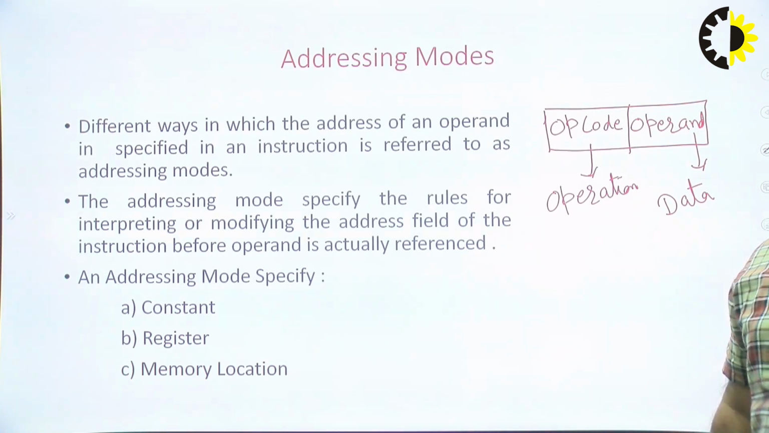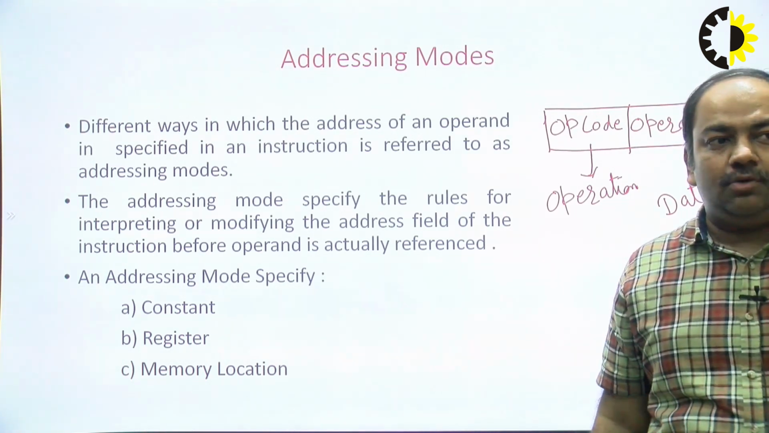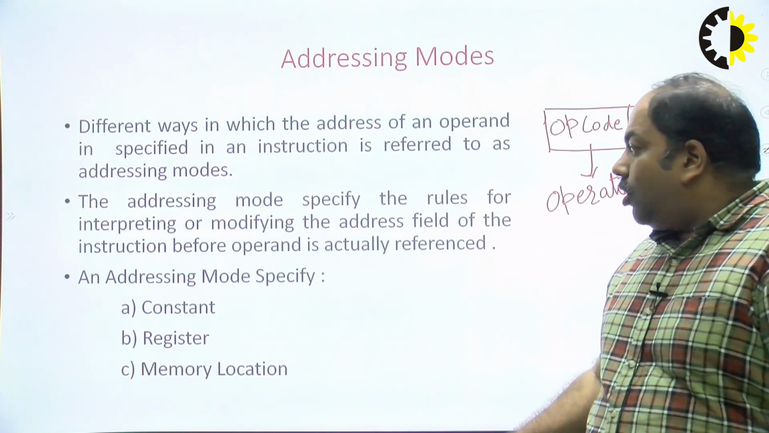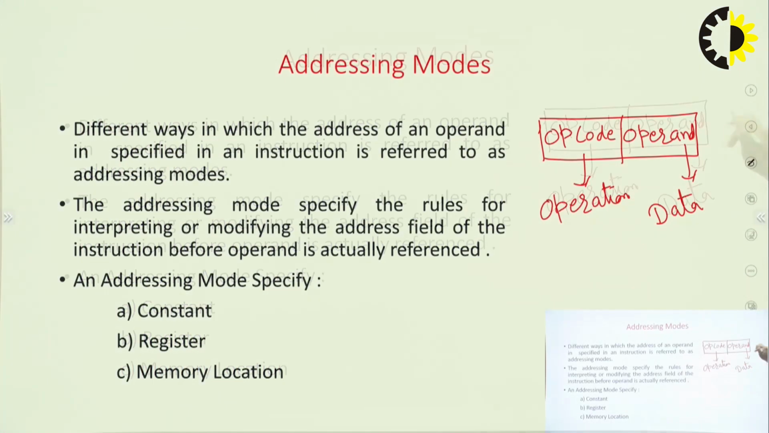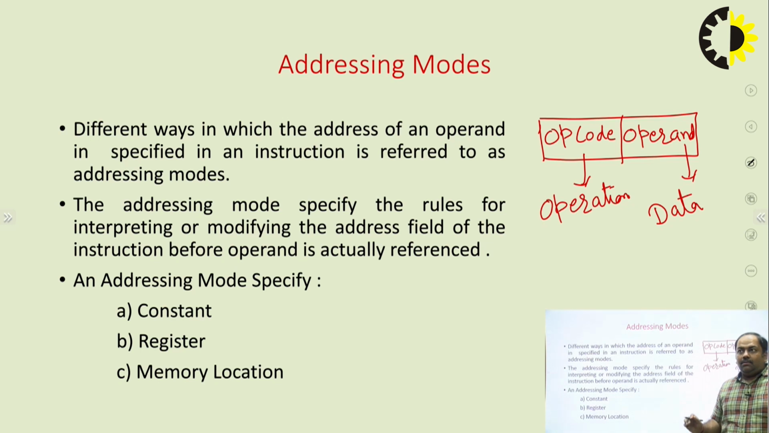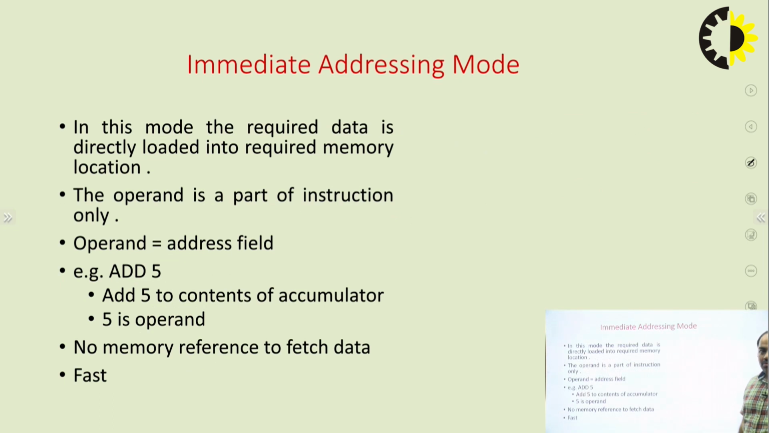The addressing mode specifies the rules for interpreting or modifying the address fields of the instruction before the operand is actually referenced. Addressing mode specifies three things: constant, register, and memory location on which this operand is going to be stored.